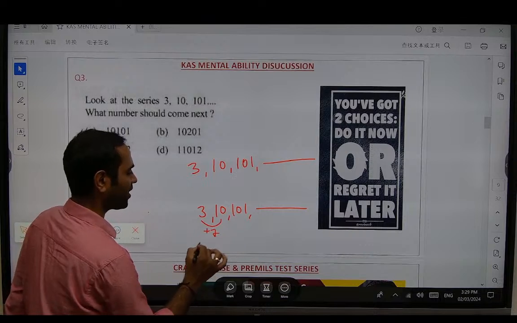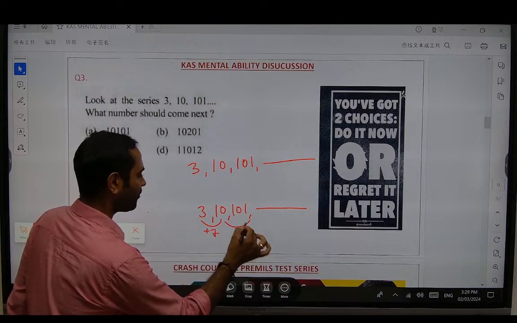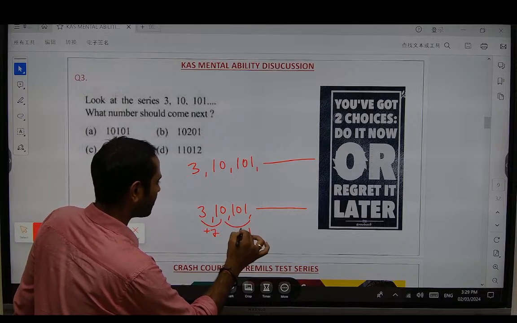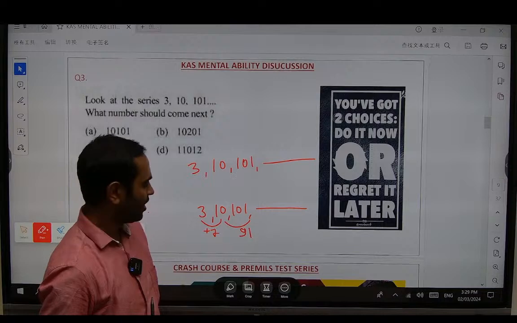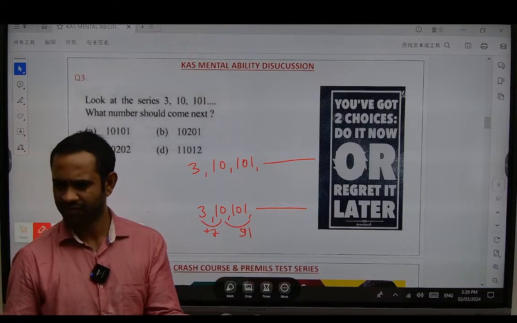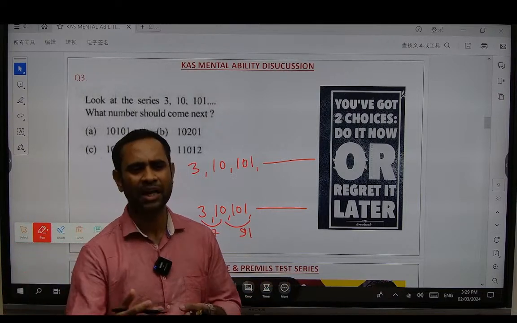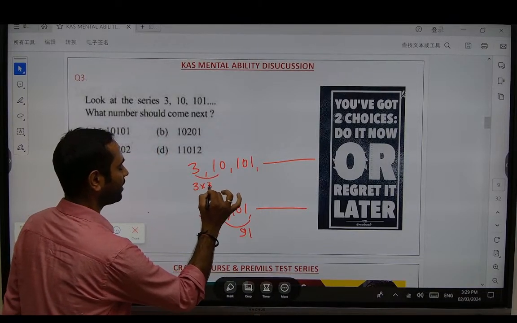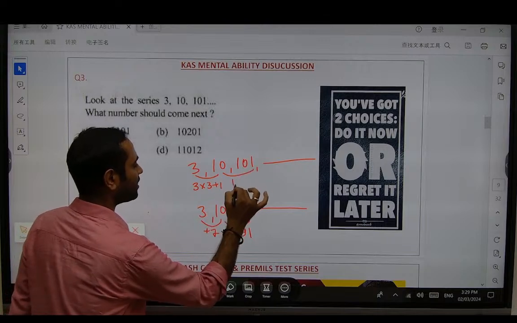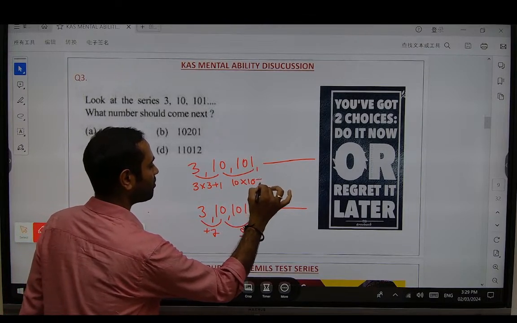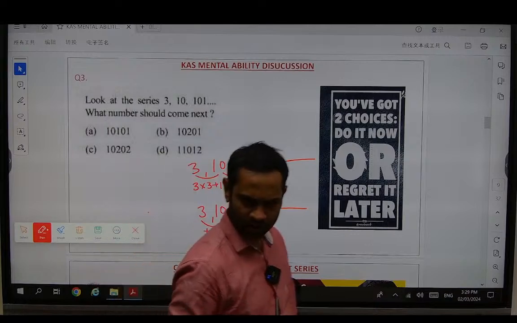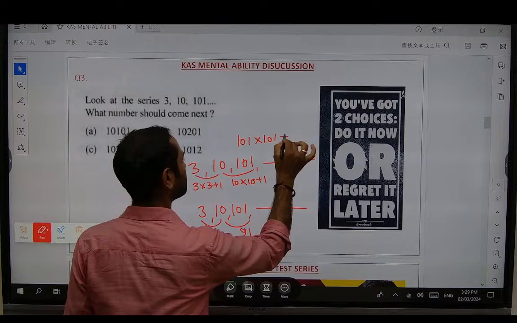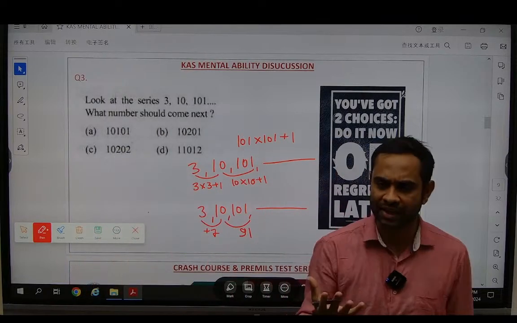Somebody says 3 plus 7. Okay, so then 10 plus 7 would be... 10 minus 1 is 9, 91, right? Okay. Now, this is not making any sense. 791, is it making any sense? Is it any series? No. But here we saw 3 into 3, 9. 9 plus 1 is 10. Then 10 into 10 plus 1 is 101. Then what will be next? 101 into 101 plus 1, right? So we have to find out basically the logic behind the question.